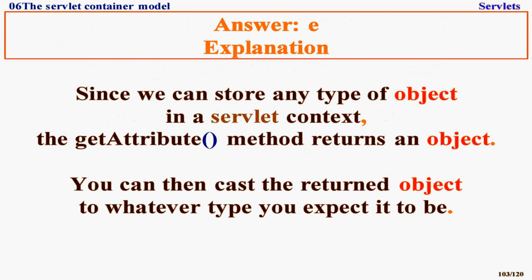Answer. E. Explanation. Since we can store any type of object in a servlet context, the getAttribute method returns an object. You can then cast the returned object to whatever type you expect it to be.